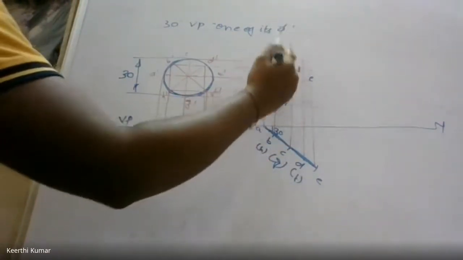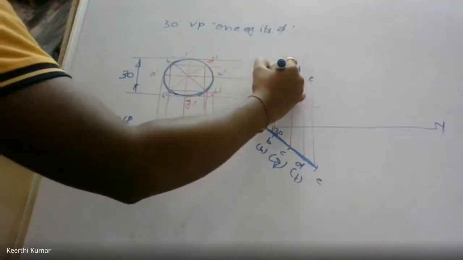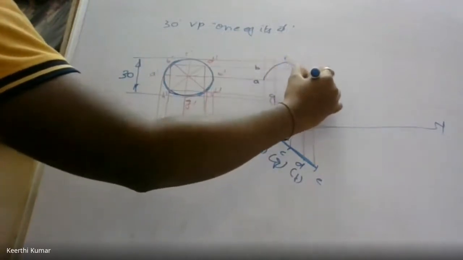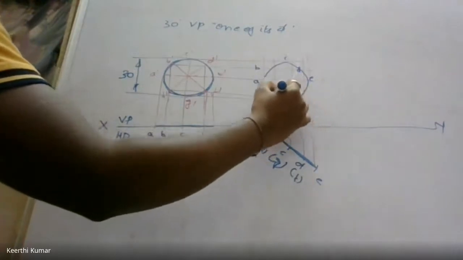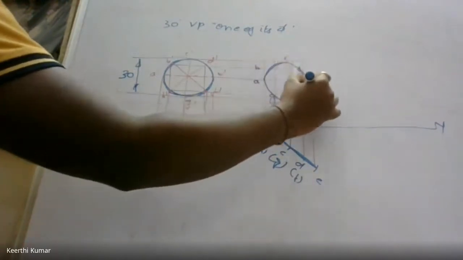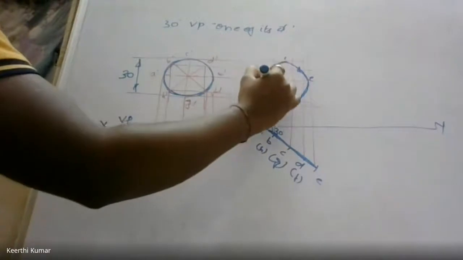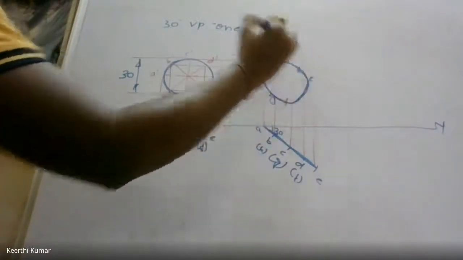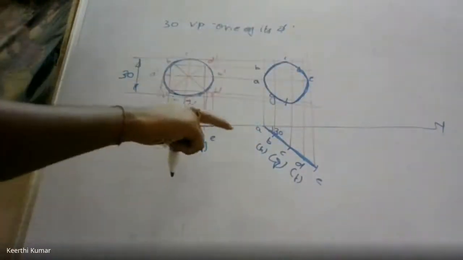While joining, don't join with a straight line. Join with a curve. A to B, B to C, C to D, D to E, E to F, F to G. It should look like an ellipse. I know for the first few problems it will be very difficult for you to make it an ellipse. Later on it will come automatically.